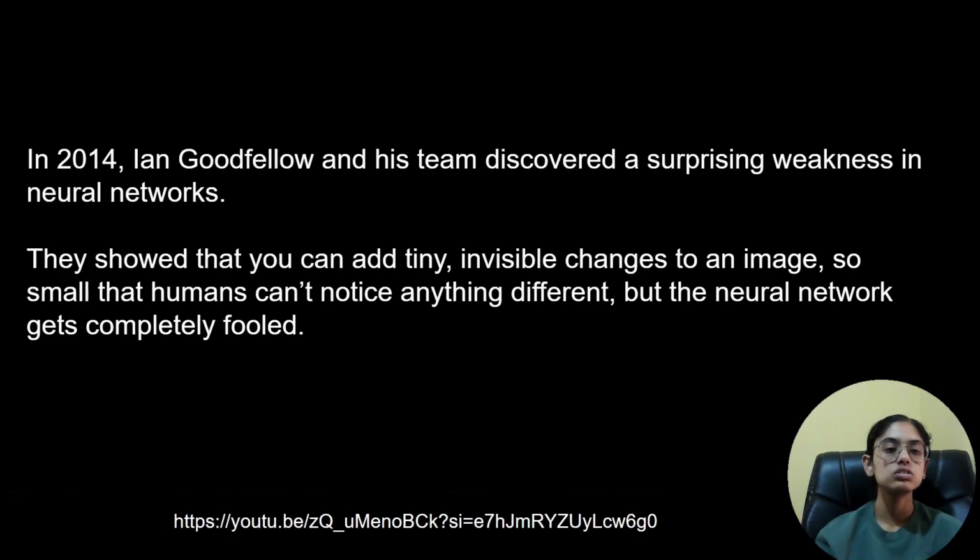Going back, they showed that you can add a tiny, invisible change to an image, so small that humans can't notice anything different, but the neural network gets completely fooled. We will do the practical demonstration in a few minutes. So this is the main thing: adversarial examples, discovered by Ian Goodfellow.